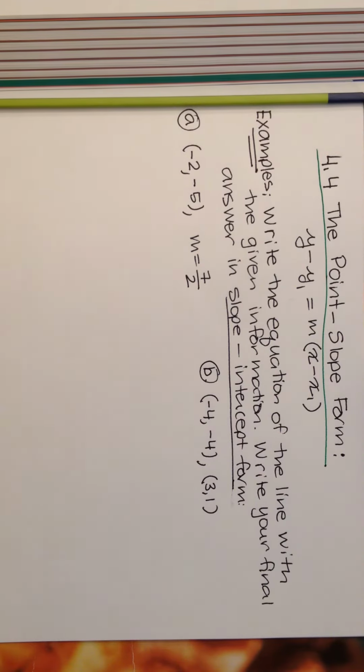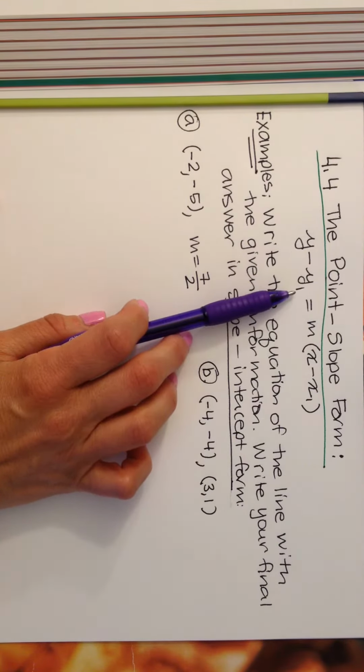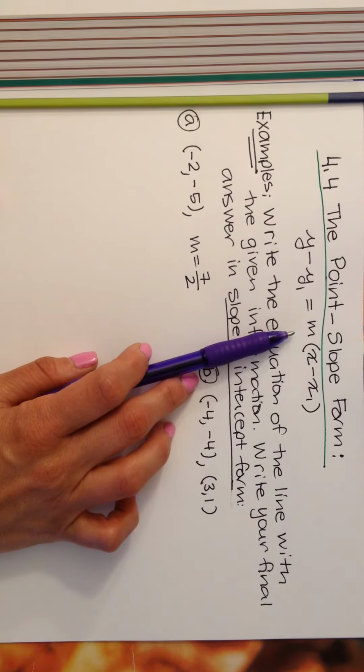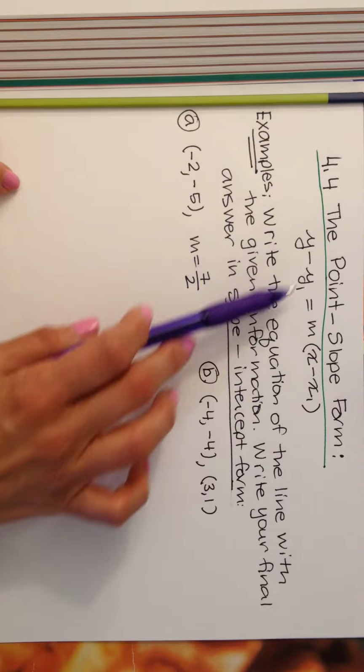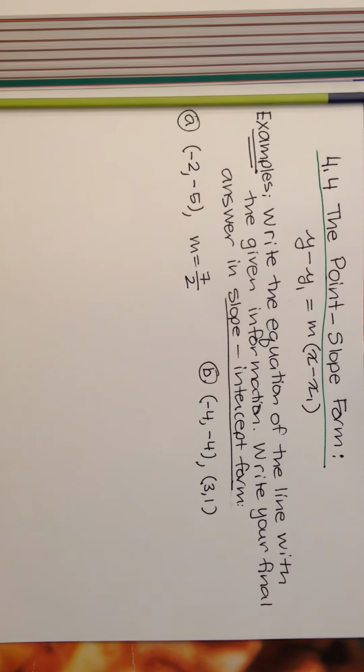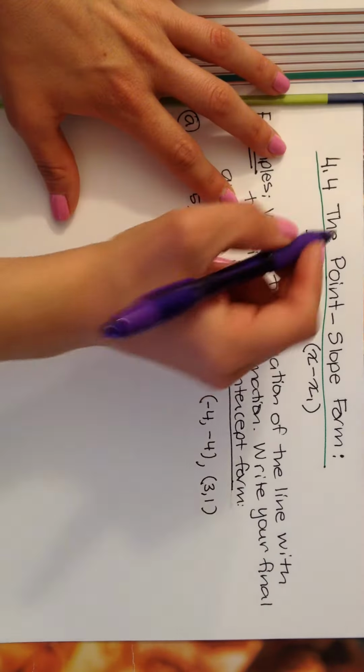This is section 4.4, the point slope form. In this section, we're going to focus on the following equation: y minus y1 equals m times (x minus x1). This formula is what we're going to use to solve all the problems in this section. This formula is called the point slope form.